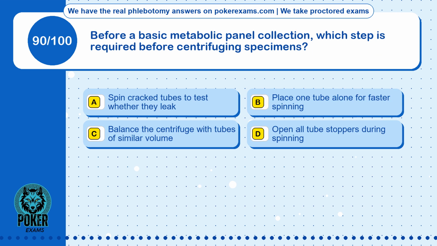Question 90. Before a basic metabolic panel collection, which step is required before centrifuging specimens? Option A, spin cracked tubes to test whether they leak. Option B, place one tube alone for faster spinning. Option C, balance the centrifuge with tubes of similar volume. Option D, open all tube stoppers during spinning.